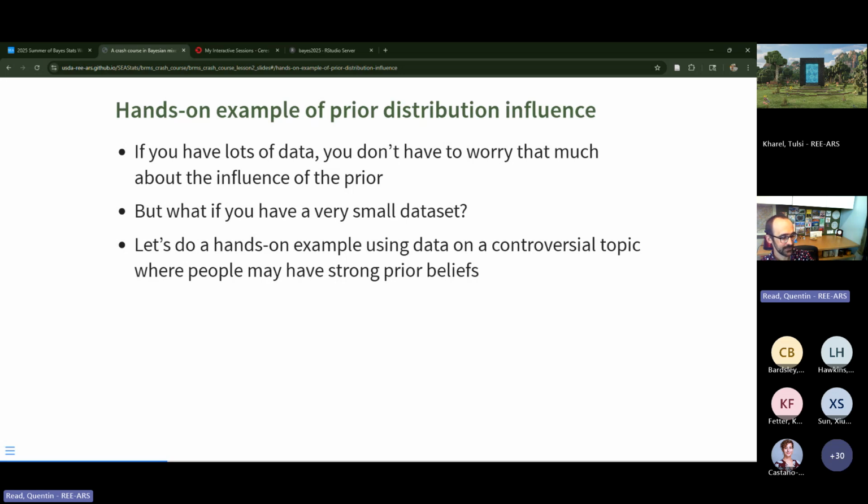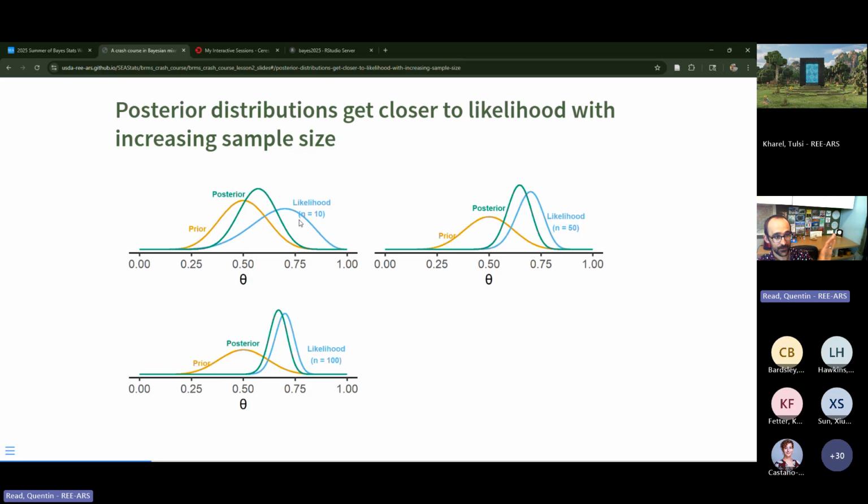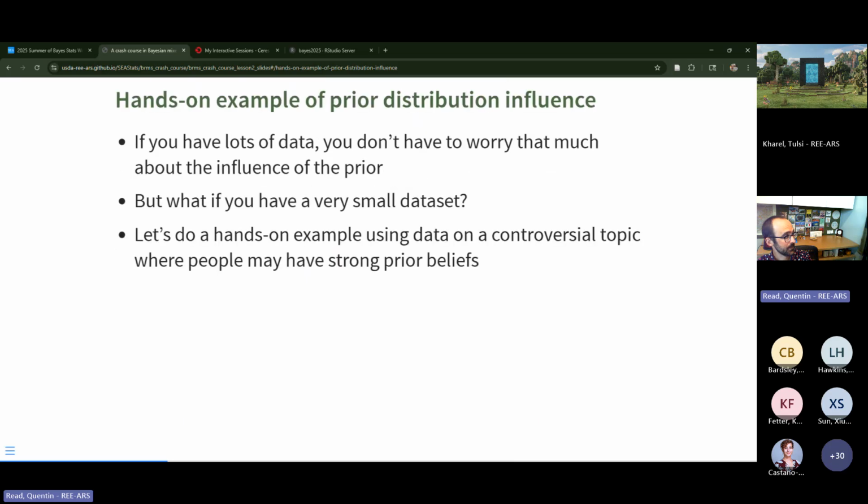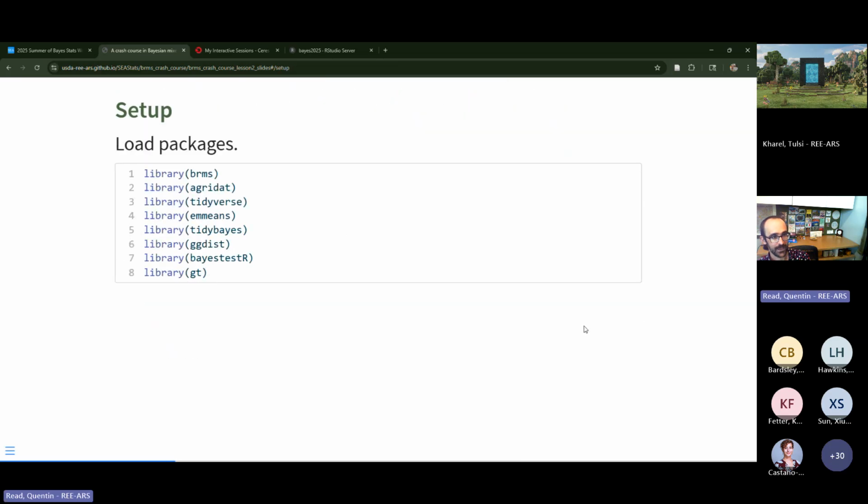So in the example we did so far, we have 3 different likelihoods, 3 different size data sets, but the prior is the same every time. This time, we're going to use the same data, different priors. The same likelihood every time with different priors, and see what effect the prior has. Right, so let's go ahead and go back into our RStudio server session and get set up for lesson 2.